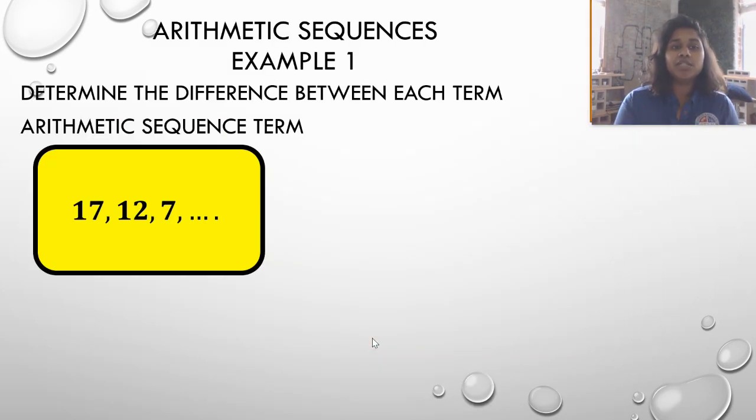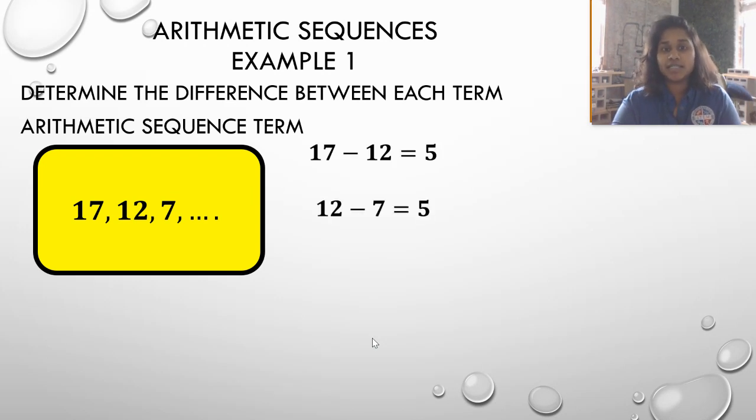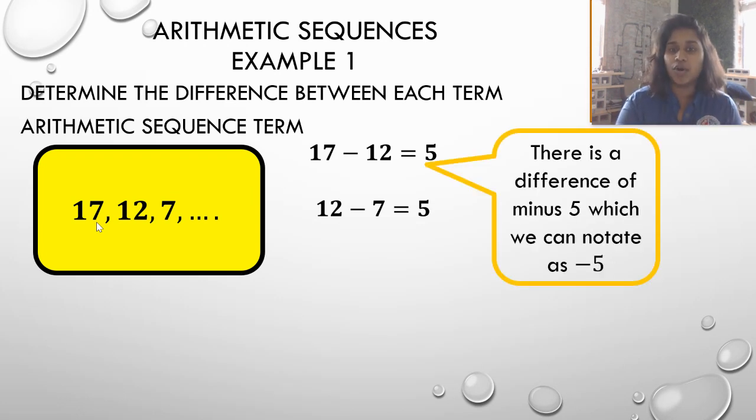So if I want to determine the difference between each term in the following arithmetic sequence, 17, 12, 7. What is the difference between them? Then we literally just do 12 minus 17, 7 minus 12, 17 minus 12, 12 minus 7. Either way that you do it is fine, but if you notice something, if I do 12 minus 17, I immediately end up with negative 5. So I tend to do the second minus the first always.